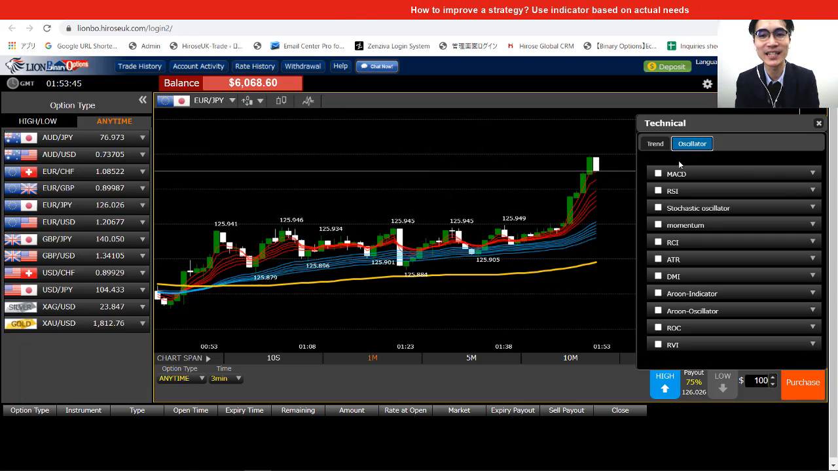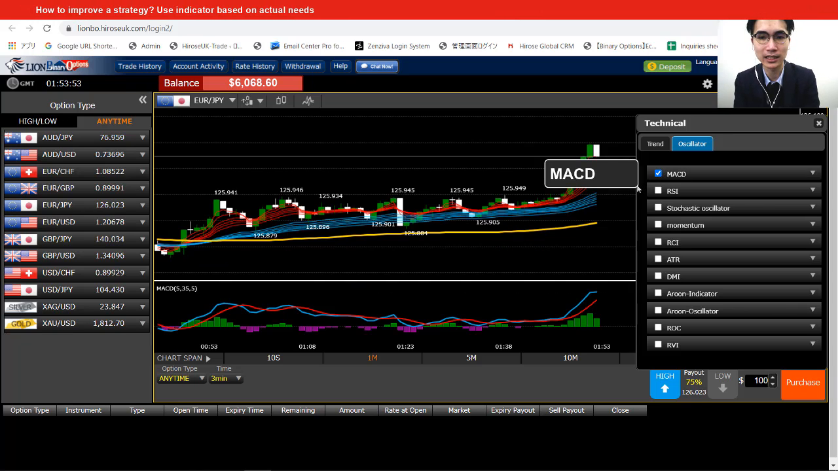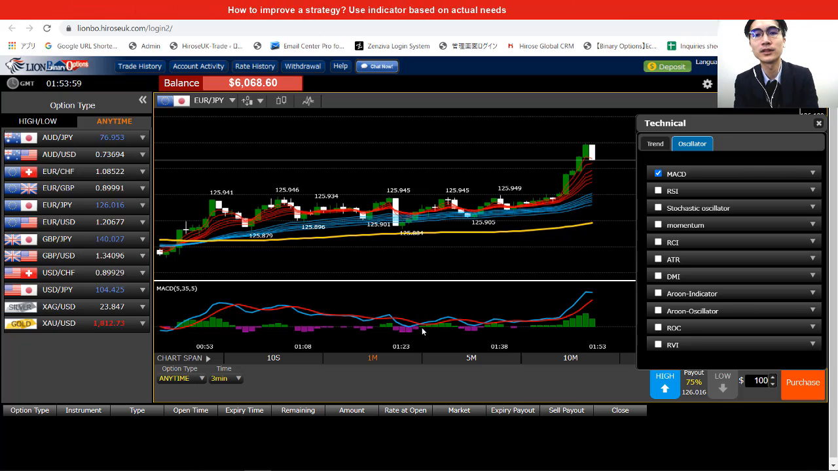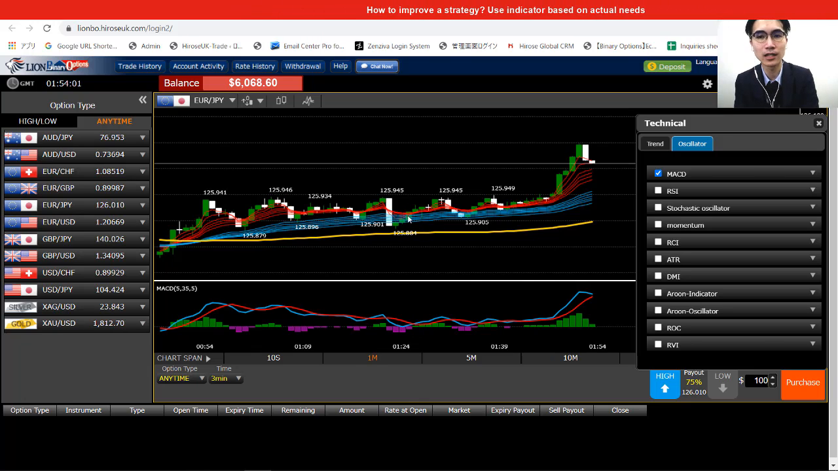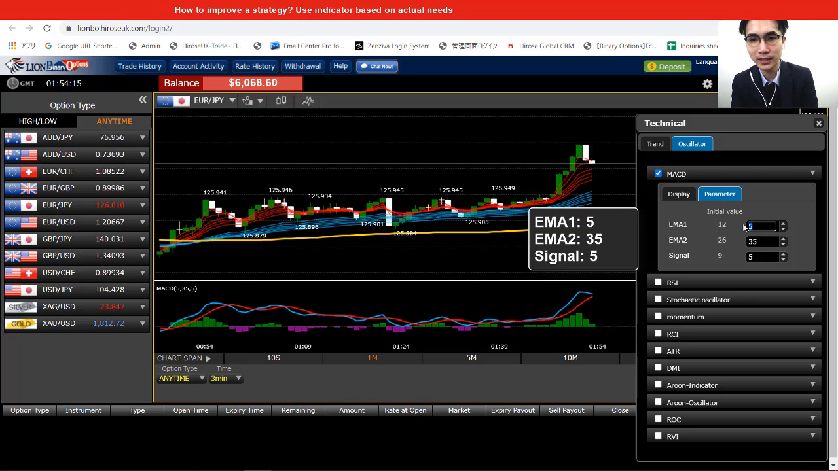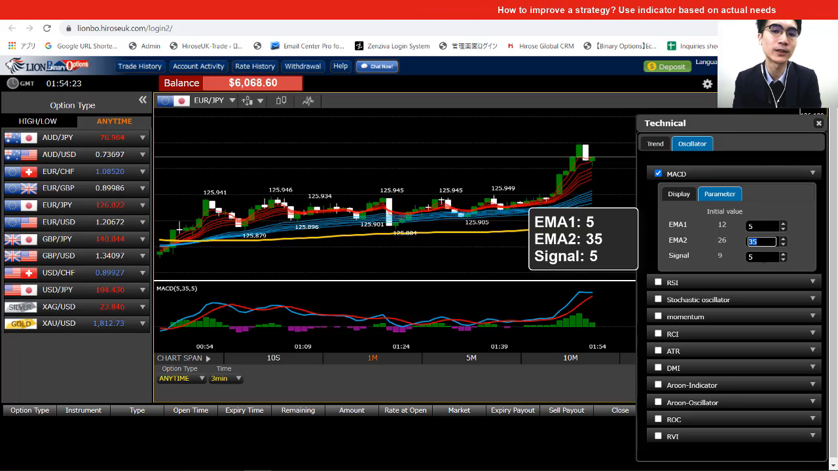Now I will put the MACD in the chart. Put a tick on MACD, and then okay. Now the MACD is in my chart, and the strategy is almost completed. All I need to do is change the setting of the MACD. Open the drop down for the MACD. The parameters I'm using are 5, 35, and 5. So EMA1 is 5, EMA2 is 35, and signal is 5.